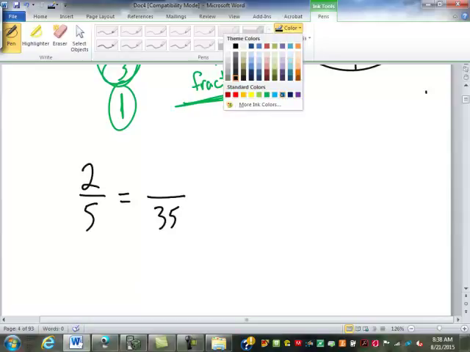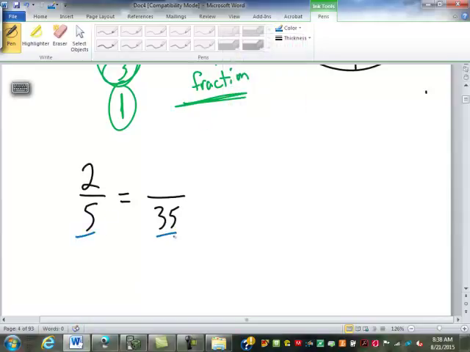Now we've got to figure out how to get from fifths to 30/5. What would you multiply a 5 by to get it to a 35? 7. So that's saying we have to cut each of those pieces into 7. So what do we have to do to the top? Times 7. If we're cutting each of these 5 pieces into 7 equal pieces, the 2 that we had automatically get cut into 7 equal pieces, don't they? So that gives us 2 times 7 is 14.